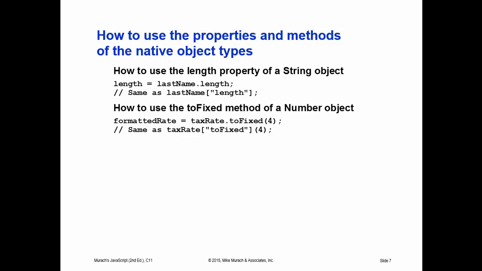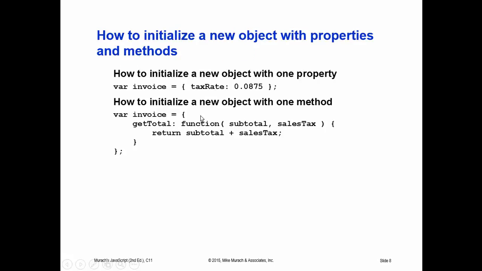Again, there are two ways that you can use properties and methods of native object types. So in other words, length equals lastName.length is the same thing as saying length equals lastName, and then in brackets, double quote length, double quote, or it could be single quotes too. Again, most people tend to use the dot syntax because they find it easier, but it's not mandatory that you do that.